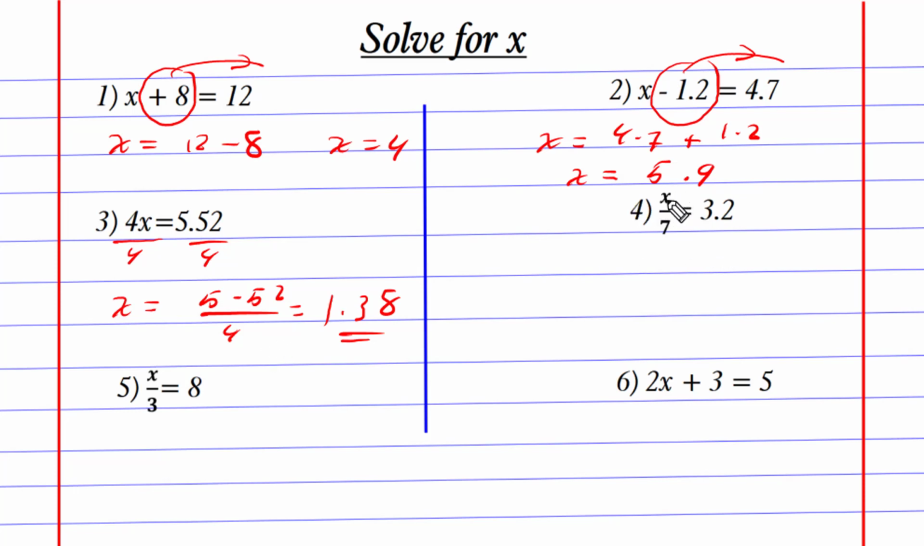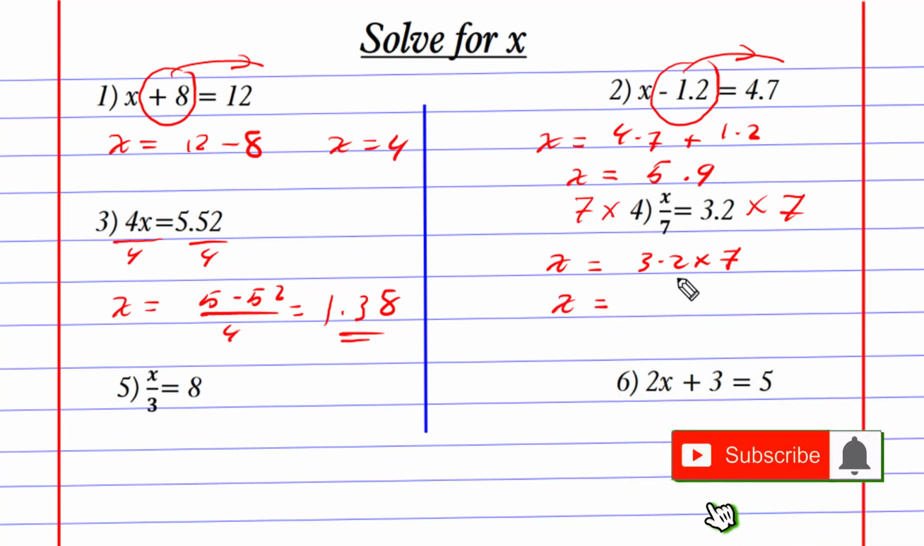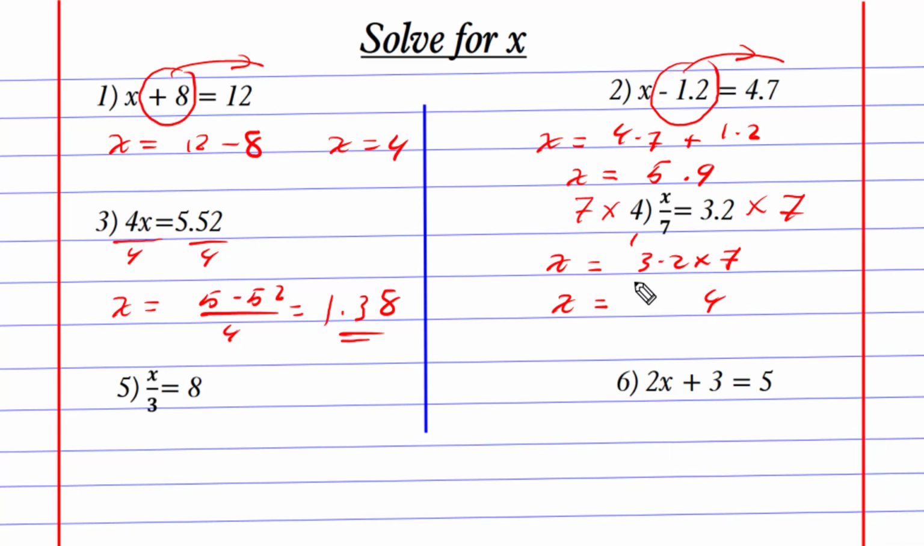Number 4, x over 7 equals 3.2. To find the value of x, we will multiply both sides by 7. Now x equals what, guys? Equals 3.2 times 7. How can we find the value of x now? Just multiply. 7 times 2 equals 14. Write 4 and keep 1. 7 times 3 equals 21. 21 plus 1 equals what, guys? Equals 22. Don't forget to insert the decimal point after one digit from the right. Now we will put the decimal point.